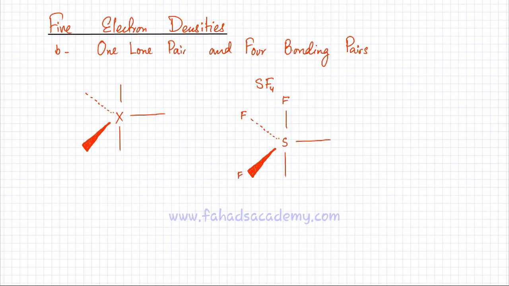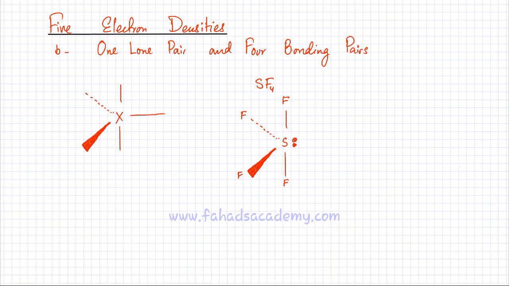So there are four bonding pairs of electrons. And now this bond over here, instead of having a bonding pair of electrons, I'm going to have a lone pair on this side. So I'm going to rub off this bond over here, because there would be no atom attached on this side. Instead I'm going to have a lone pair of electrons over here.